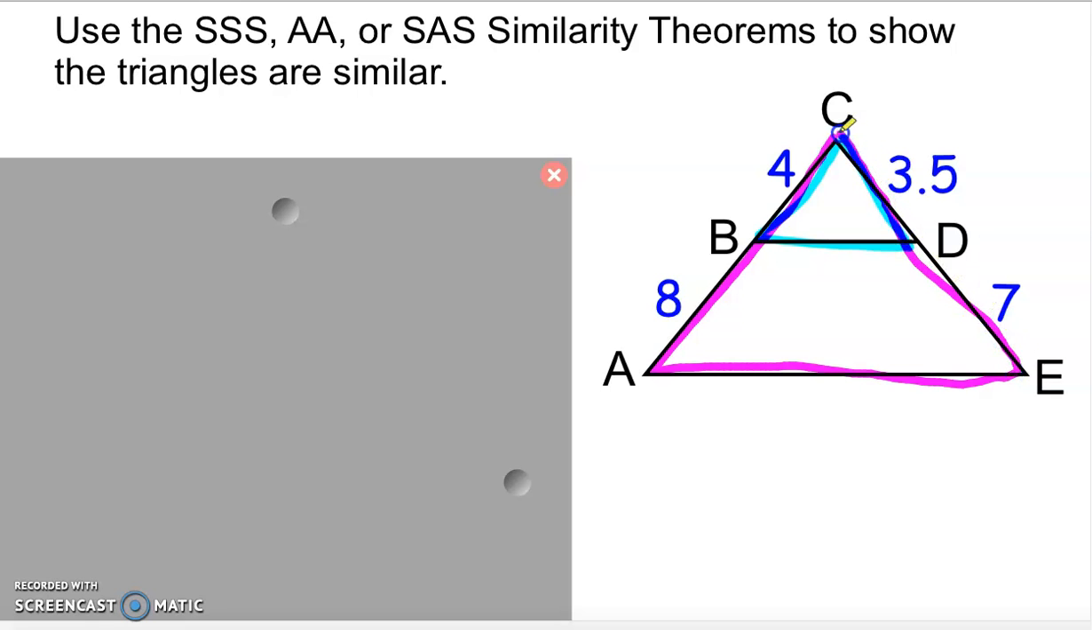And I can't really use side, side, side because I don't know the side lengths of BD or AE. So side, side, side is out, okay? Angle, angle. Do I have measures of angles here at all? I don't have any angles at all.